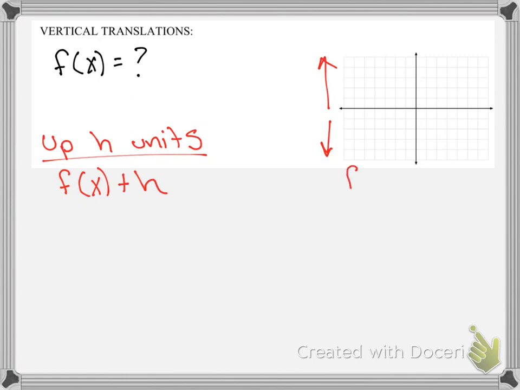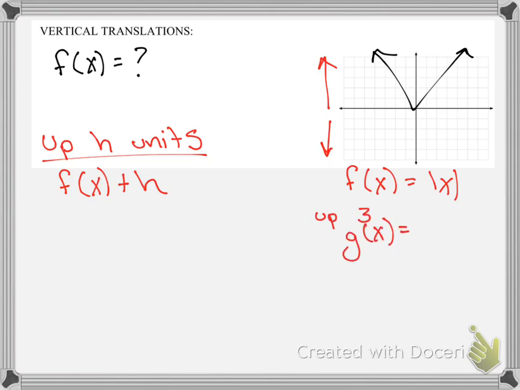So again, if my function was the absolute value of x, which that parent function would look like that, and I want to move it up 3, then my new function, my g of x, would take my original function, my f of x, and just add a 3 onto the end. So it'd be the absolute value of x, and then just add a 3 on the end. So that would move it up 1, 2, 3.